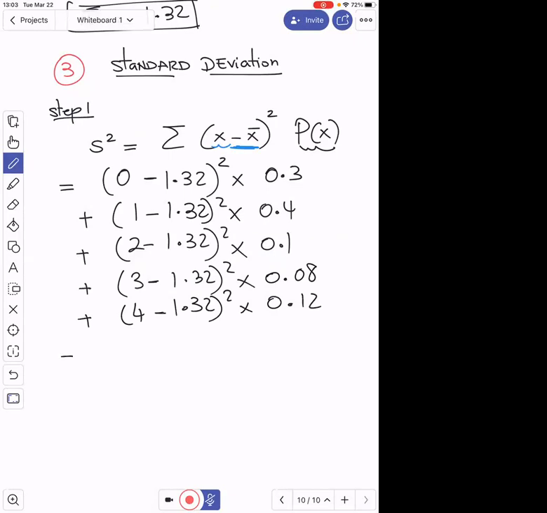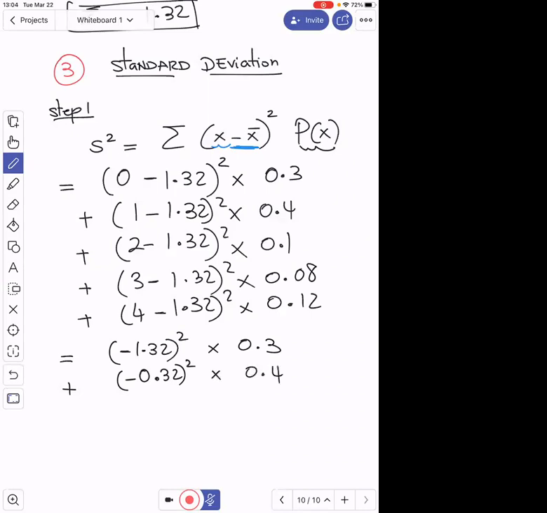All right, so now you do the subtraction, right? So 0 minus 1.32, that's negative 1.32 squared times 0.3, plus. Next, it's 1 minus 1.32. If you do that with your calculator, that will be negative 0.32 squared, times 0.4.